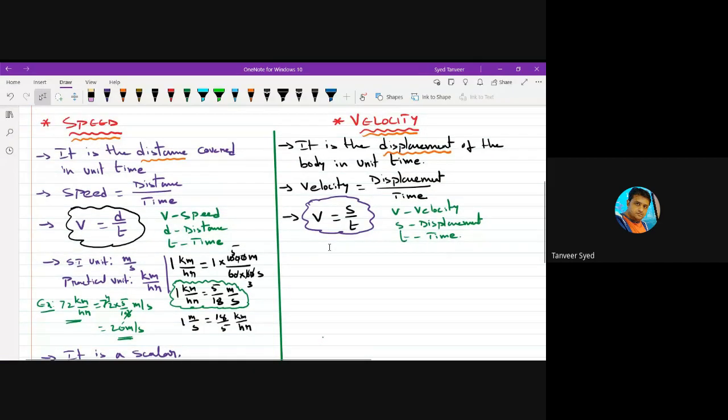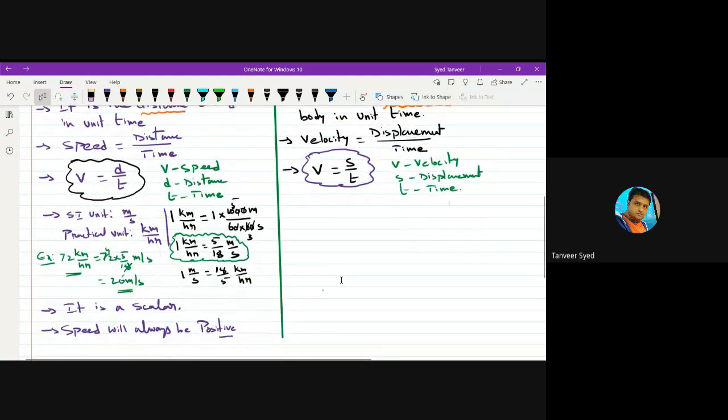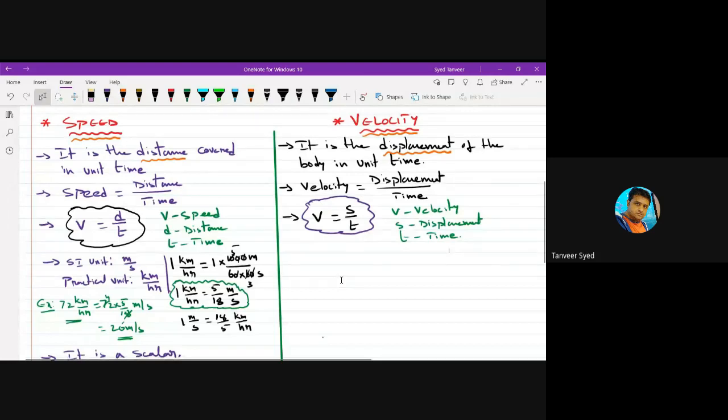In some books, even distance is also represented by S. Anything can be followed, but it is better to have different representations so that it will be clear that this is distance, this is displacement. But whatever it is, from that given situation you should understand what is given, whether it is distance or displacement. Are you asked to calculate speed or are you asked to calculate velocity? You should understand from the given situation by reading the question.